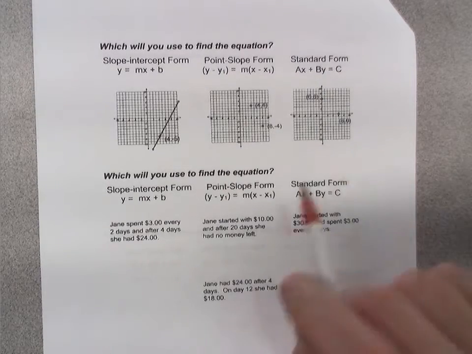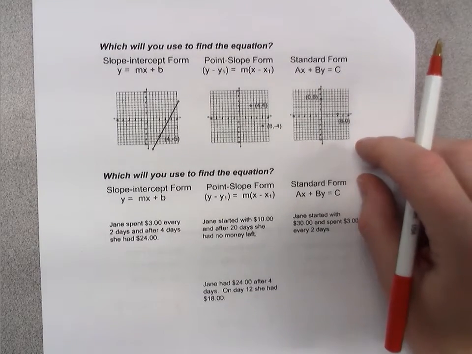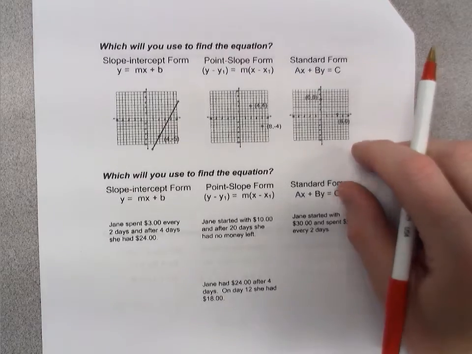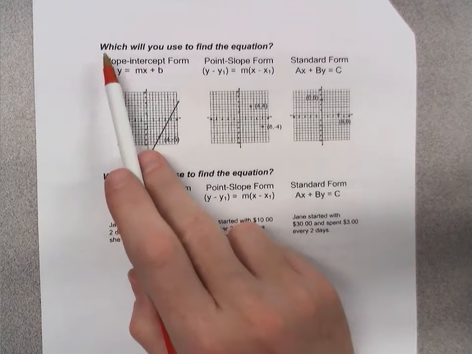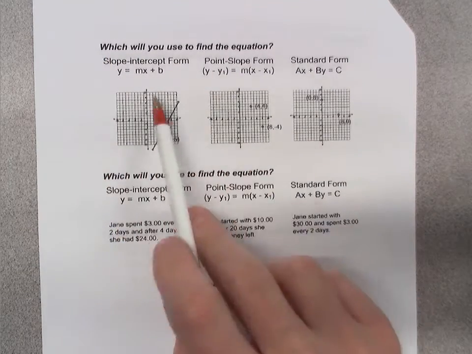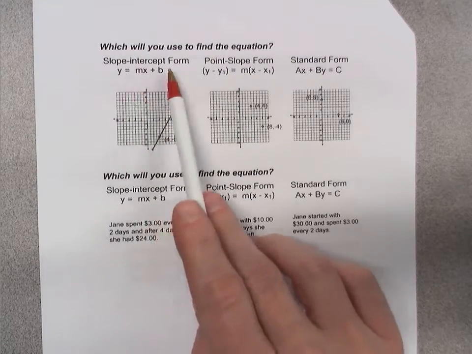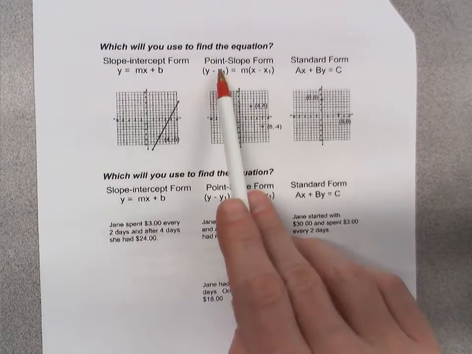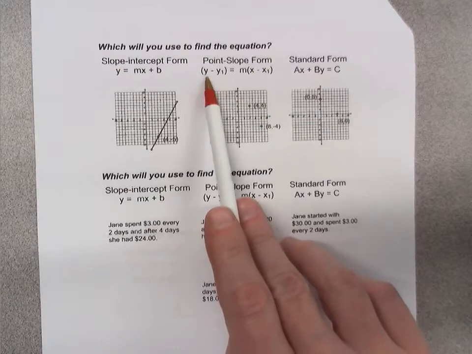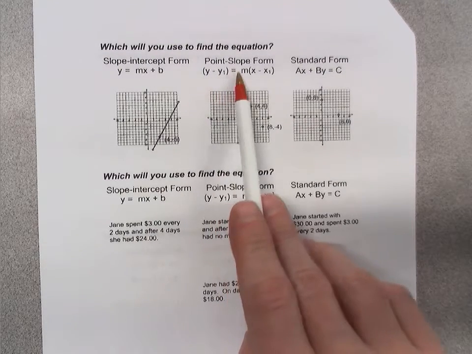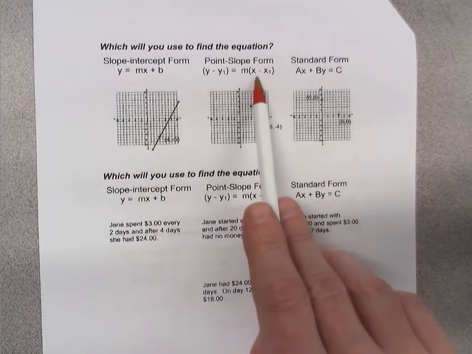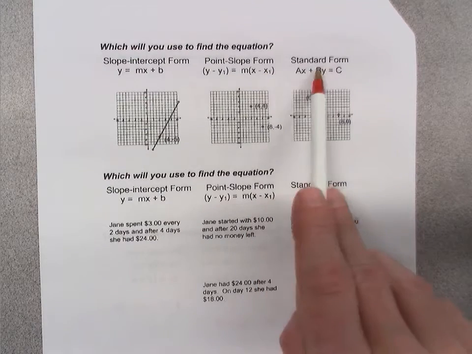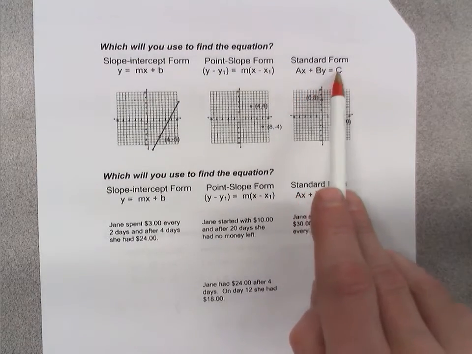Okay, welcome back. This is part two of lesson 3.3. So the question that we have here is which will you use to find the equation? Again, we have three. We have slope-intercept form, y equals mx plus b. We have point-slope form, y minus y sub 1 equals m times the expression of x minus x sub 1, and then standard form, ax plus by equals c.